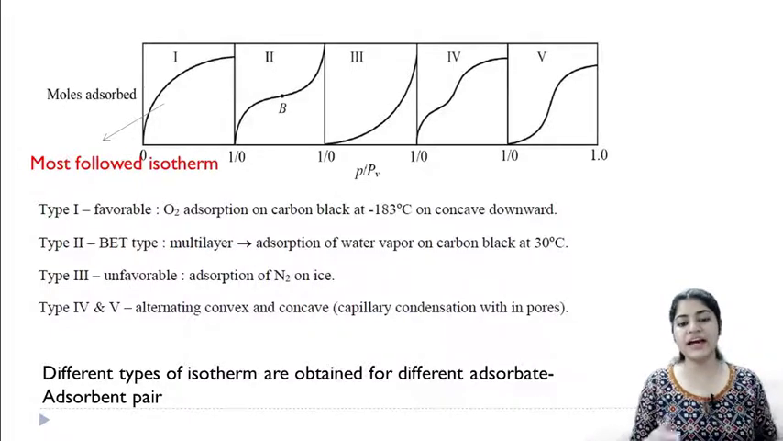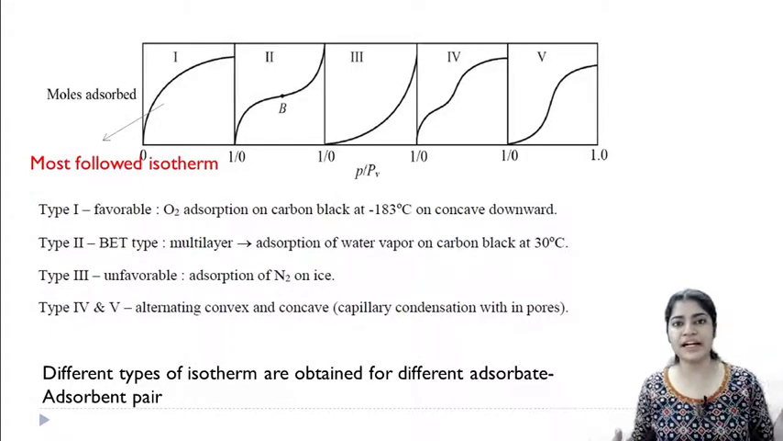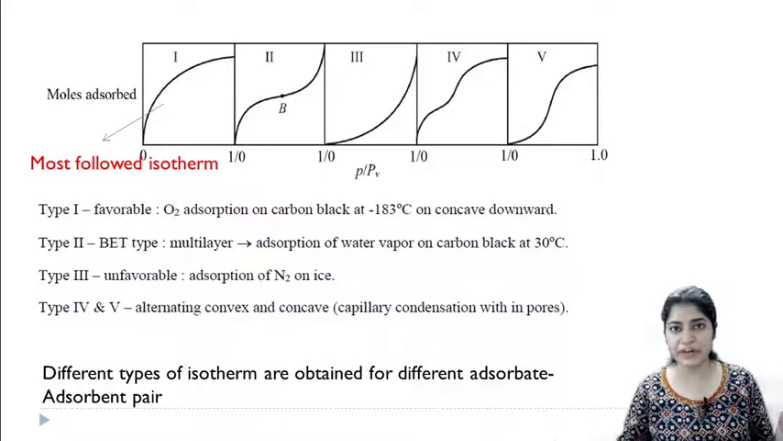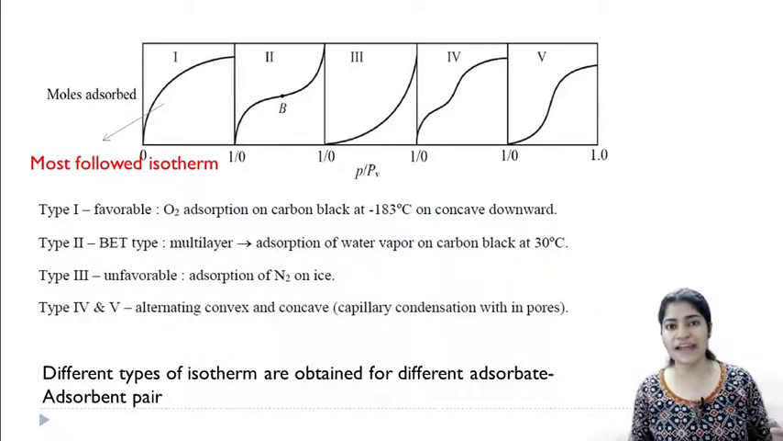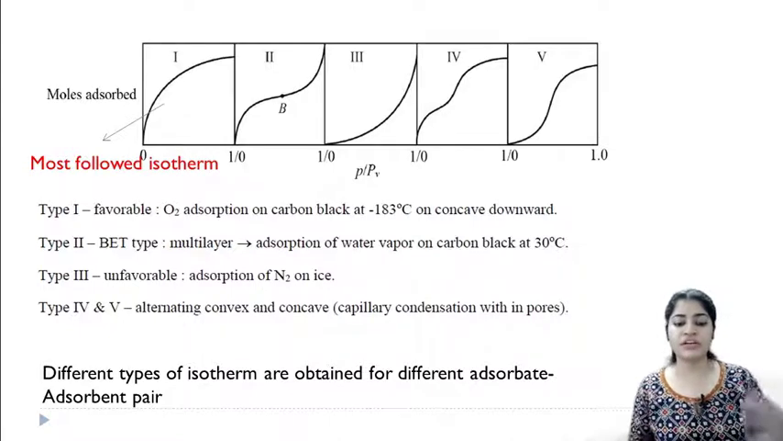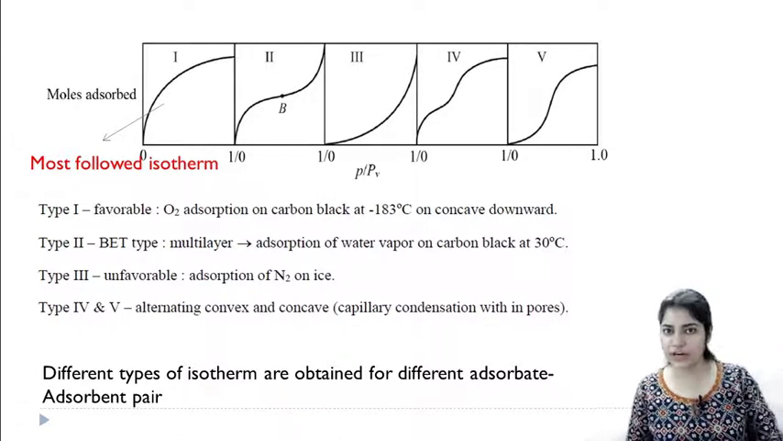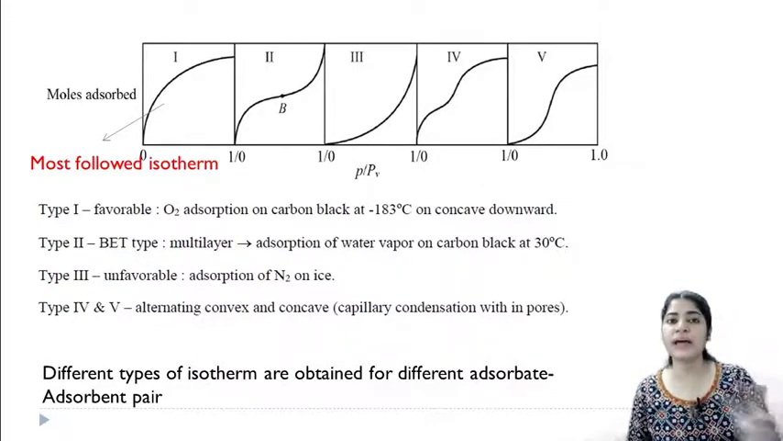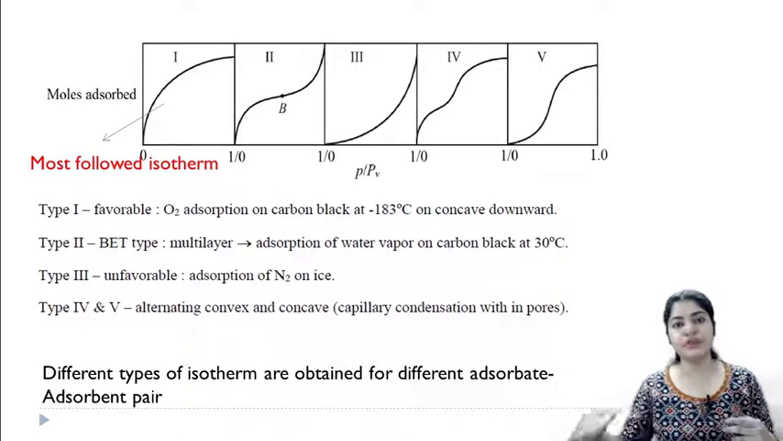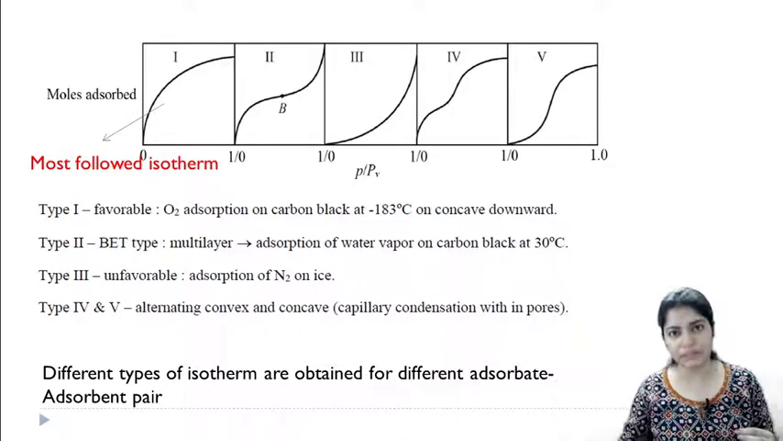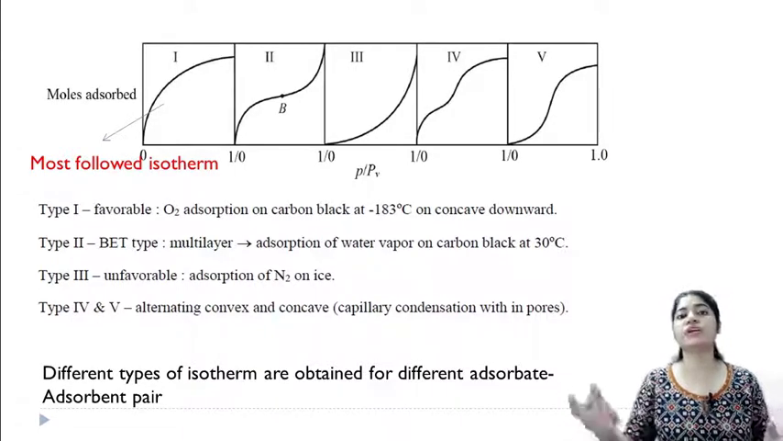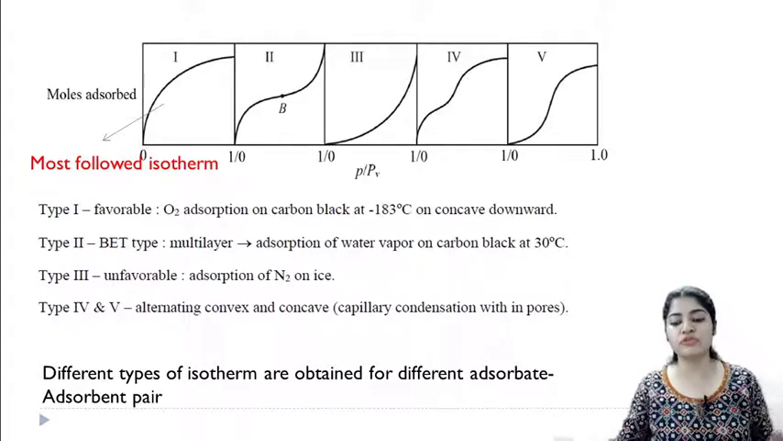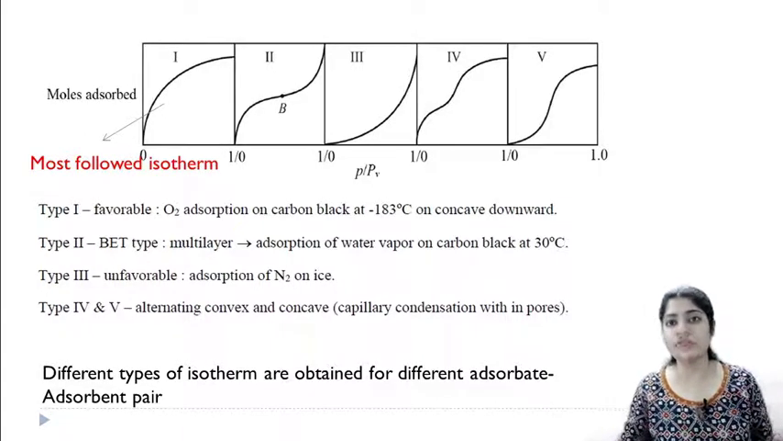Now the type 3 is adsorption of N2 on ice, which is unfavorable. So you can see that with various graphs you get an idea which kind of adsorption is favorable and which is not. Adsorption of nitrogen on ice is unfavorable, so generally we do not carry out that kind of adsorption. Now type 4 and type 5, alternating convex and concave, show capillary condensation. If the graph you obtain is type 4 or 5, then from that graph you can judge that capillary movement between the pores is happening.